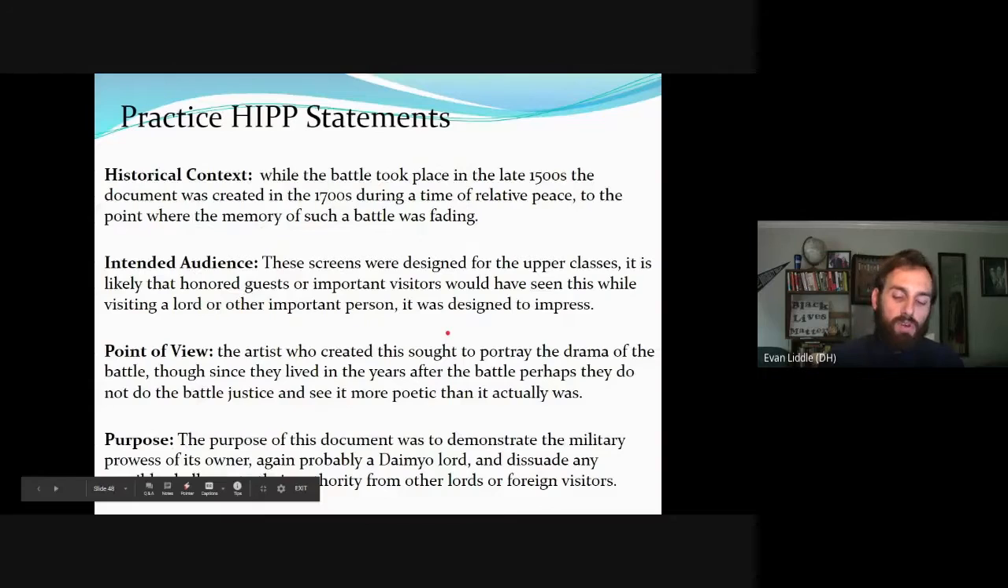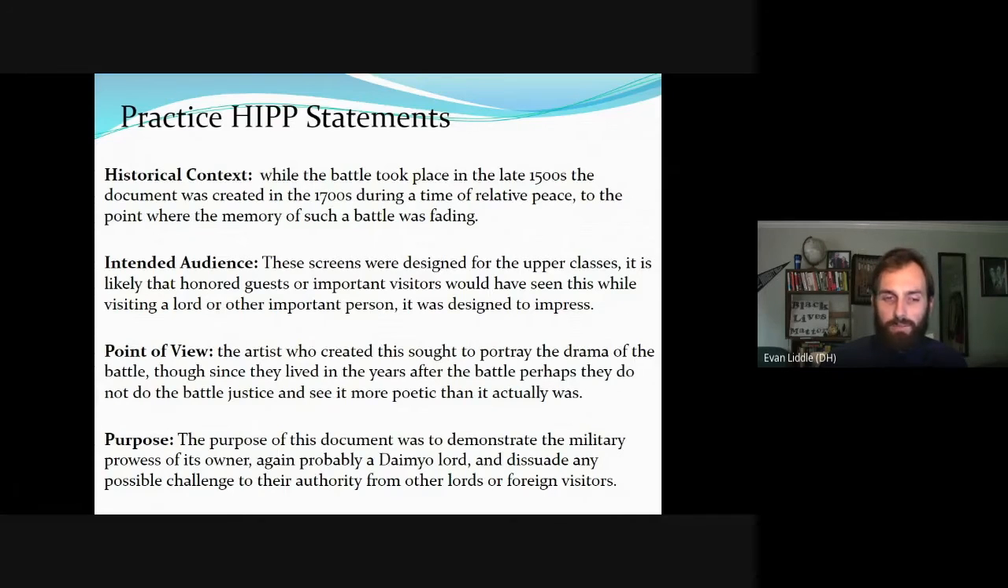So if we take this byobu, this really large screen, and everything that we see in it, and you are asked to write a HIPP statement about it, here are some things that you can take into account. So one of the things to not jump to the conclusion of is that just because the events depicted on the screen take place in the late 1500s, the document itself is actually created in the 1700s. And so you want to be careful when you're looking at documents that you double check when they were made versus perhaps the thing they're talking about, right?